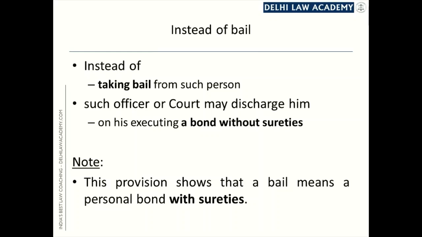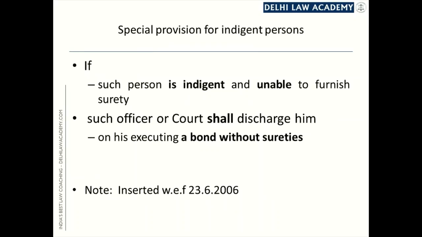A bail is a right. A bond without surety is not a right. It is at the discretion of the officer or the court. There is a special provision for indigent persons. An indigent person shall be released or discharged on his executing a personal bond without surety if he is unable to furnish a surety.